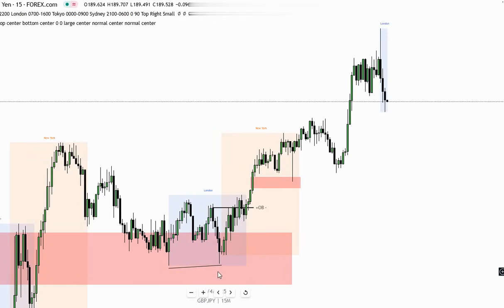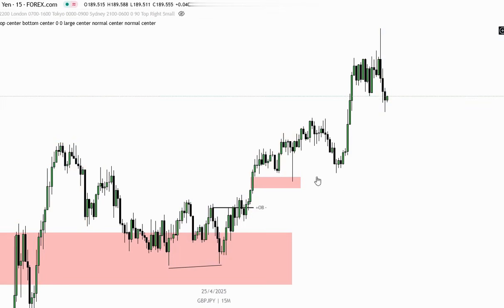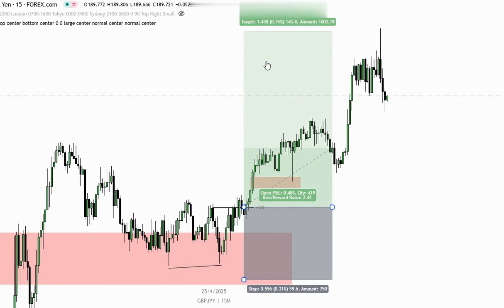London has formed the low of the day by making a failure swing, now I expect New York what? Continuation. But I could not have bought down here. I wanted price to close above here. From there, you see, once it stopped there, it did not waste time, but rather expanded heavily to my target profit. Actually, I did not wait for price to go all the way to my take profit.